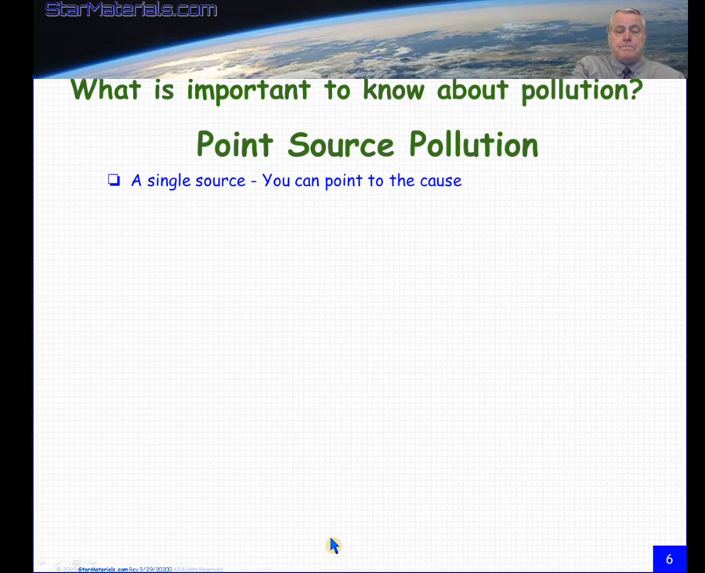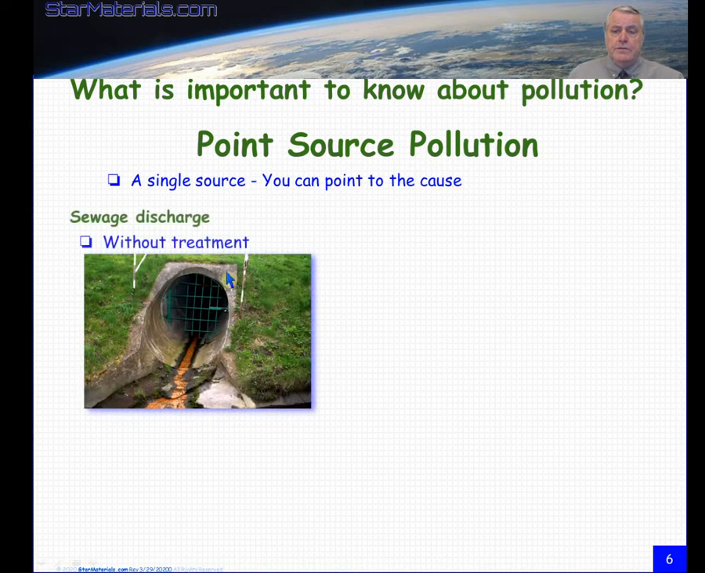Now, there are 2 major classifications of pollution. One is point source, the other is non-point source. So a point source pollution is a single source. You can take your finger and go, there it is. It's pretty obvious that there's not just water coming out of this drain. So you can point to this and go, hey, right here. This is a problem.